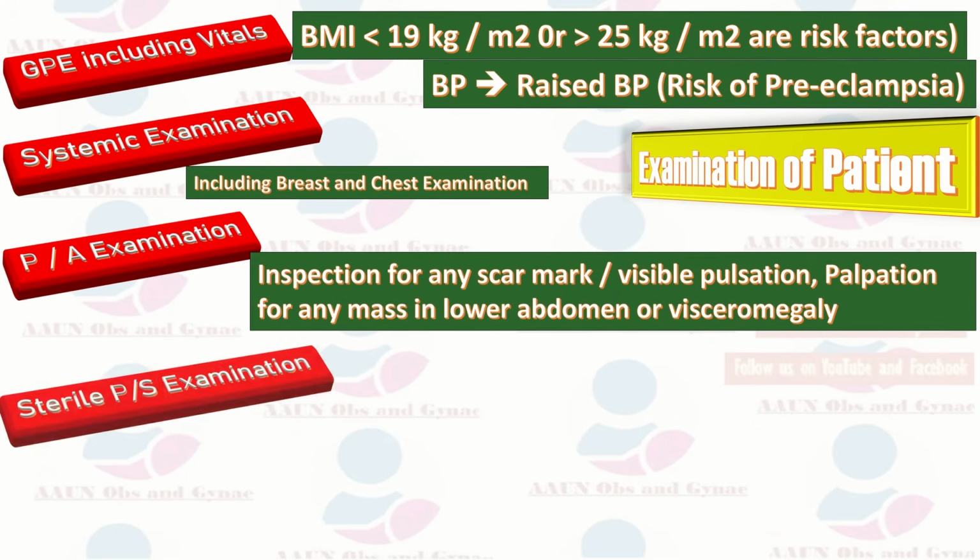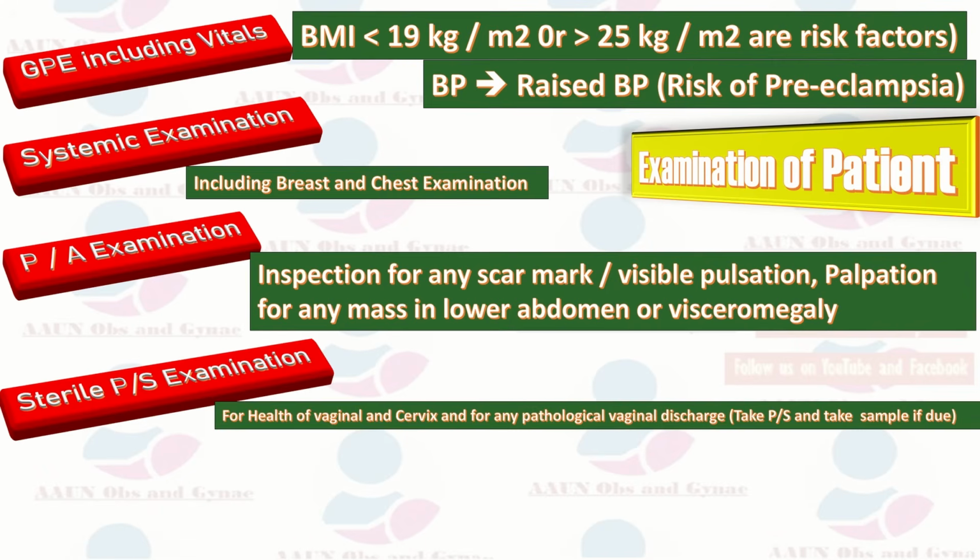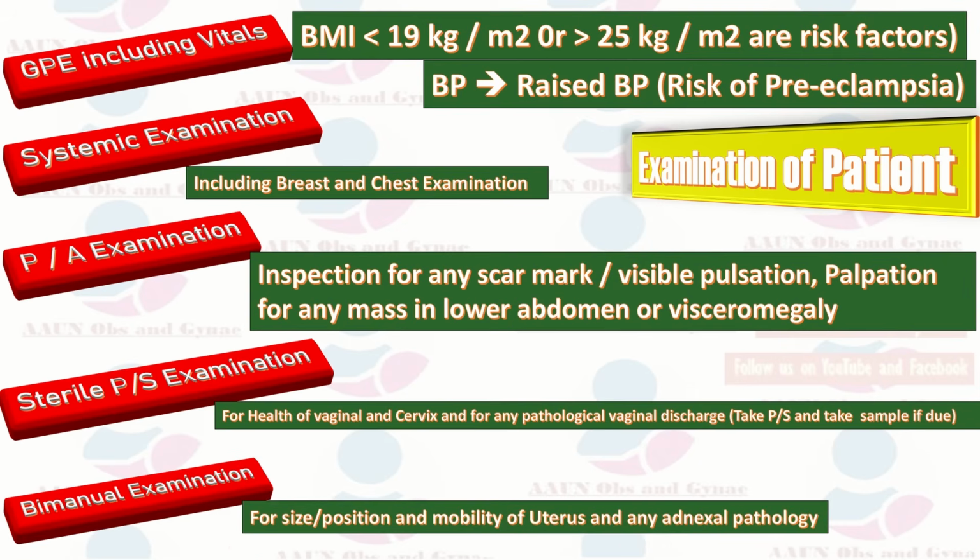Sterile per-speculum examination is done for the health of the vagina and cervix and for any pathological vaginal discharge. If that is present, then we have to do the per-speculum examination and take a sample if it is due. Do bimanual examination for size, position, and mobility of the uterus, and any adnexal pathology.